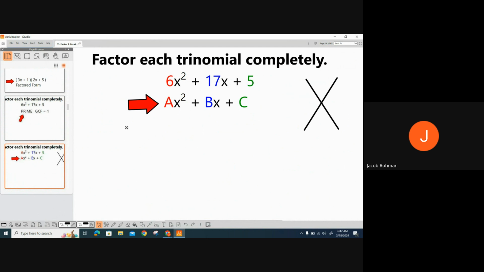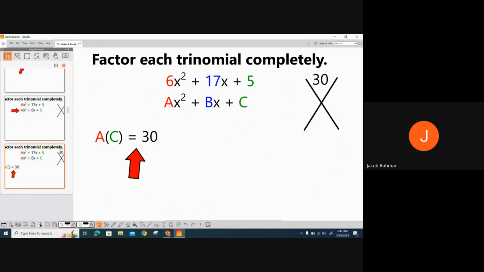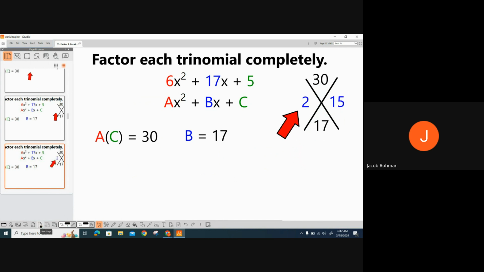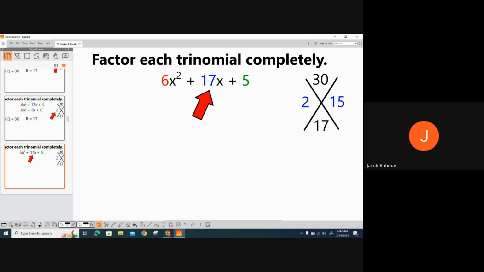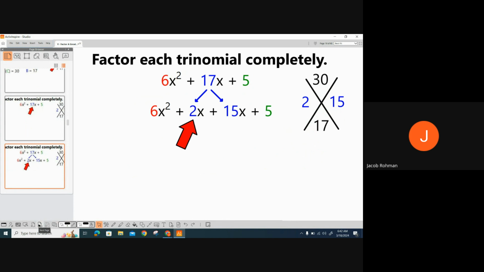Now step 2 is we're going to create the x marks the spot. I've shown you here with the colors, we're going to take a times c, which is 30, and that goes at the top of our x marks the spot. Then b is equal to 17, and that goes at the bottom. Now we're looking for factors of 30 that add up to 17. That would be simply 2 times 15, which is 30, and 2 plus 15, which is 17. So that's step number 2. Then step number 3 is we're going to split the b term. We split up the 17x into 2x and 15x, as you can see here in blue, and the 6x squared and the 5 just follow along in this expression.